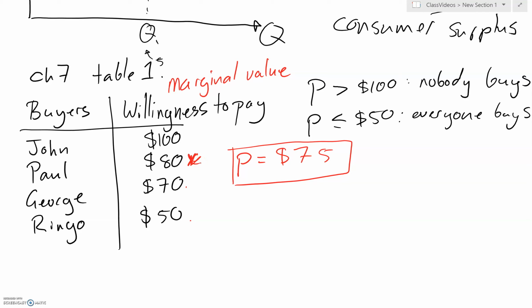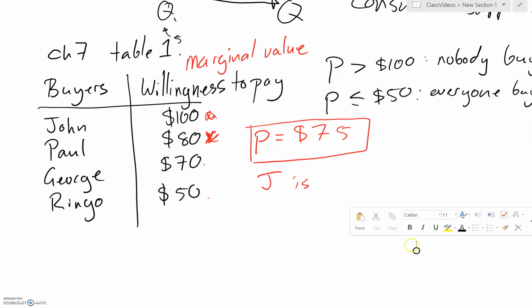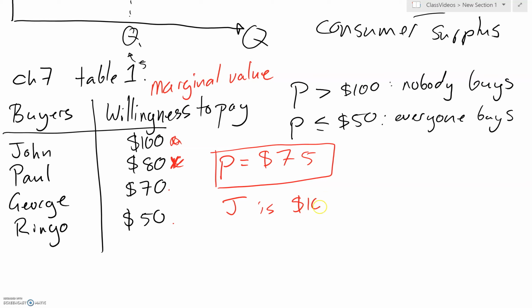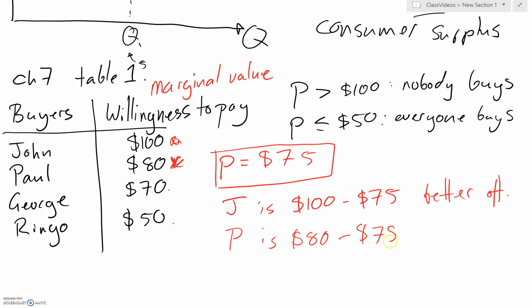Okay, but Paul values the item at $80, so he's $5 better off from buying the item, and John values it at $100, and so he benefits from buying the item, right? He buys something for $75, which he valued at $100, and so he's going to buy the item, and he's going to be $25 better off. Okay, so from here we can work out that John is $100 minus $75 better off than had he not bought the item, and Paul is $80 minus $75 better off.